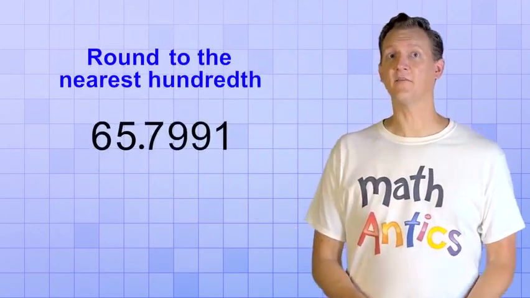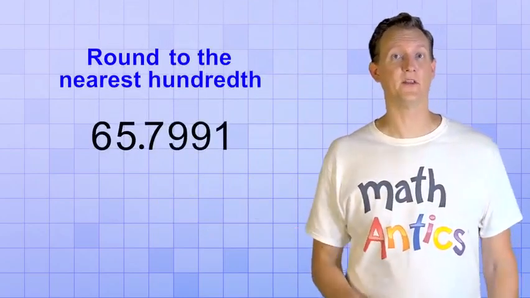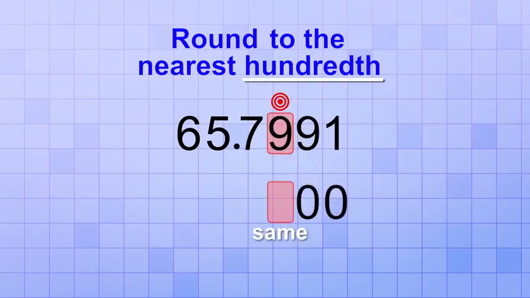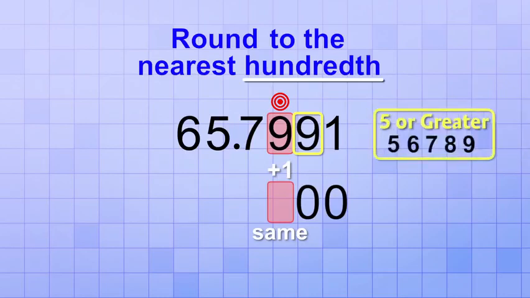Let's round 65.7991 to the nearest hundredth. The first step is to identify the hundredths place as our target. That place contains the digit 9. All the digits in smaller number places will just be replaced with 0 in the rounded version. Next, we need to decide if we leave the target digit the same or increase it by 1. So we look at the digit to the right of the target. It's a 9 also, so we'll definitely be rounding up.